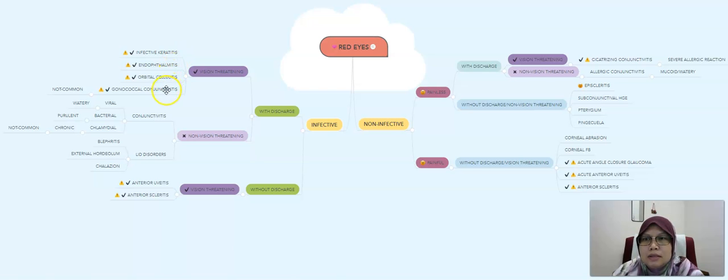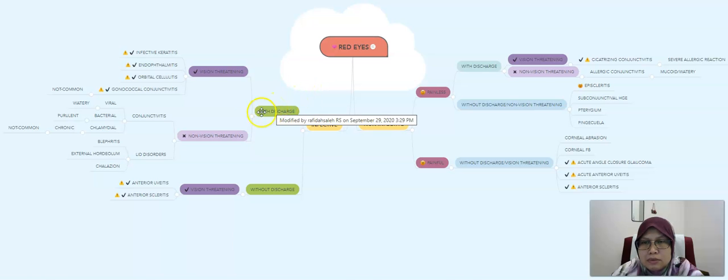Next, also vision threatening, is gonococcal conjunctivitis. It is not common. It is infective in nature. Actually, it is more of a sexually transmitted disease, so it is atypical. The discharge is very bad, and there is a positive history of sexual encounter. We rarely see this, but once the culture is positive for gonococcus, it needs urgent treatment.